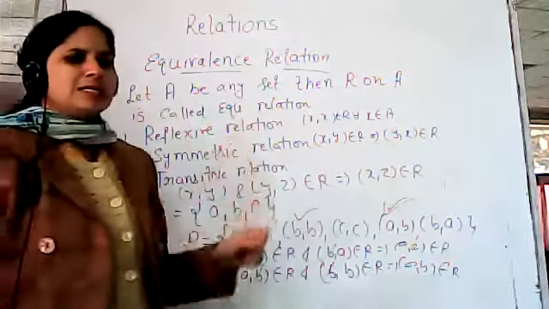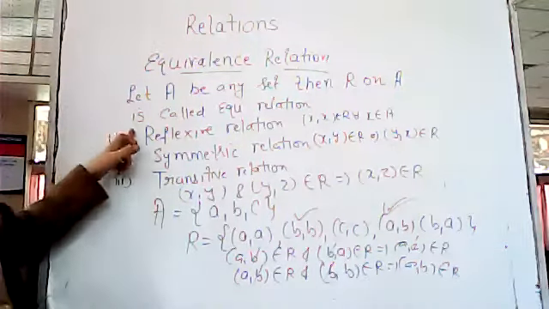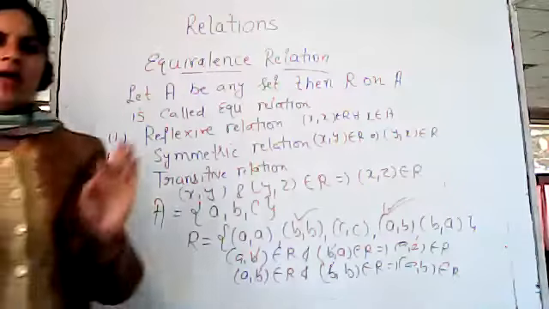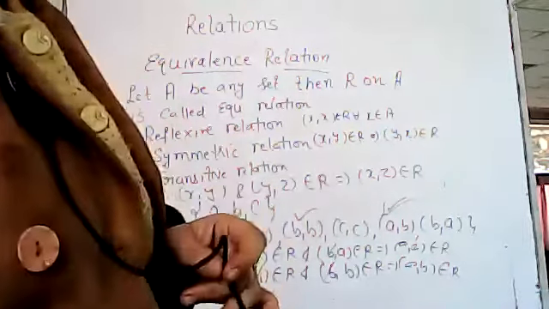So since this relation R satisfies all the three properties, that is reflexive, symmetric and transitive, hence we can say the given relation is an equivalence relation.